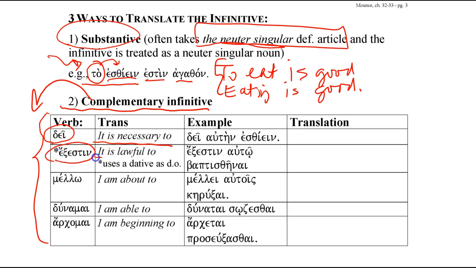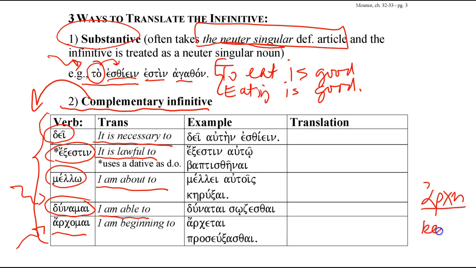Exestin, which means it is lawful. Mello, which means I'm about to. Dunamai, you've learned this already: I am able to. And in previous homework exercises, whenever dunamai was used, the infinitive was translated for you. But now that you've learned the infinitive form, you don't need that extra help in your homework. And then archomai, you've seen the noun form of this. You've seen arche, and as a noun that means beginning or ruler, depending on the context. But here is the verbal form, archomai, I am beginning to. And let's look at some examples of how we should translate this.